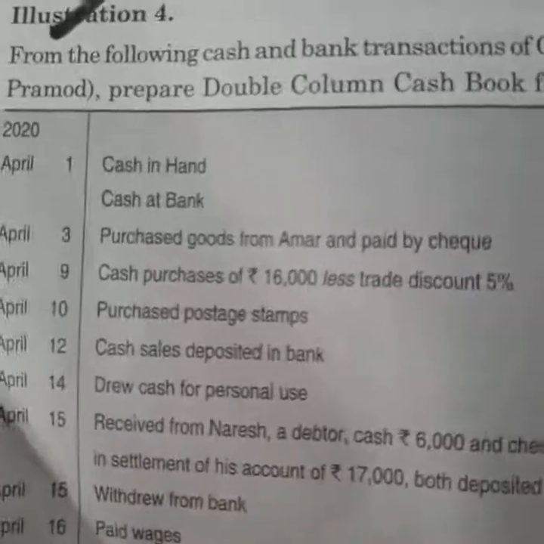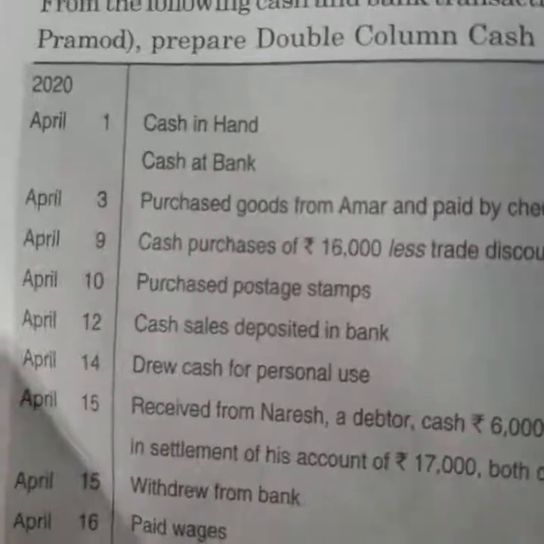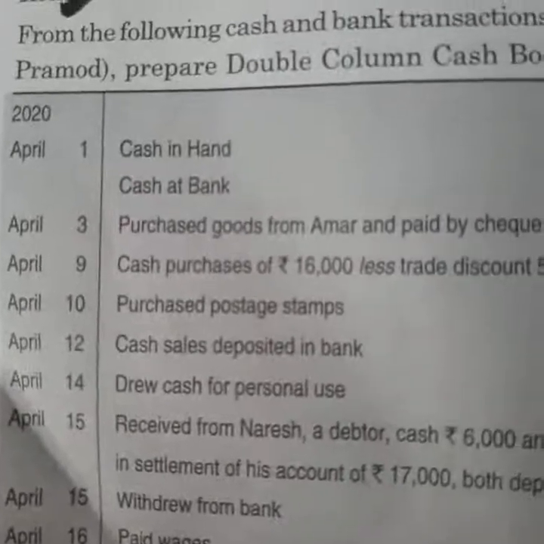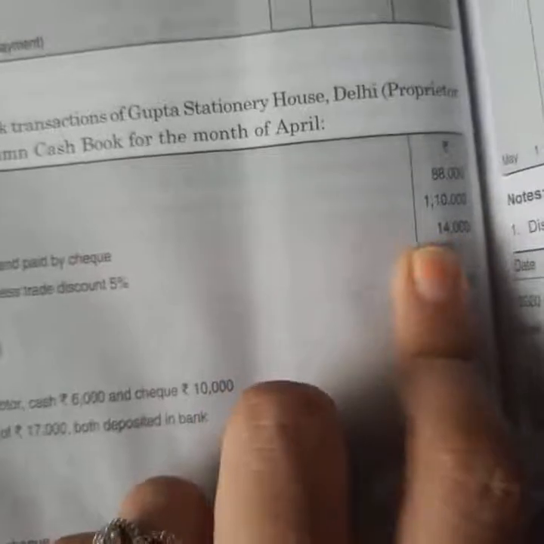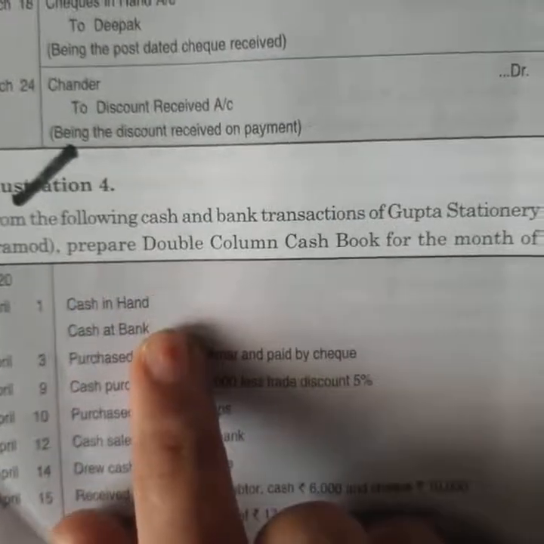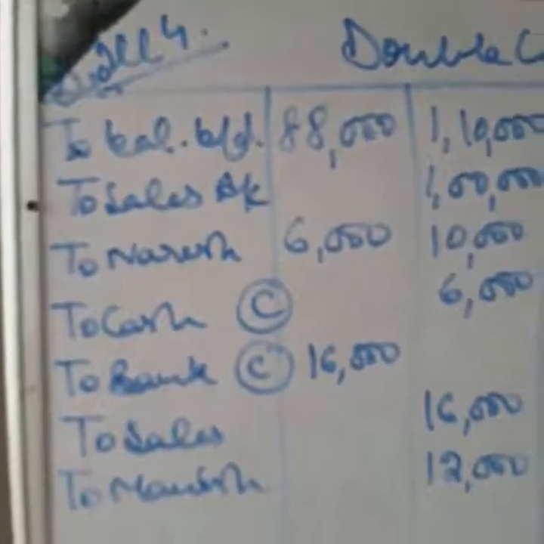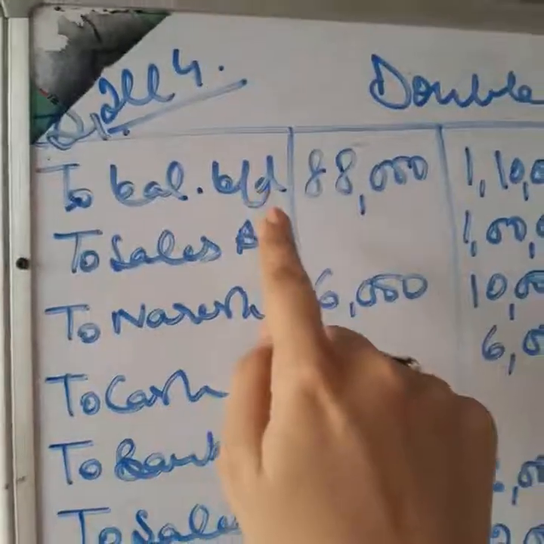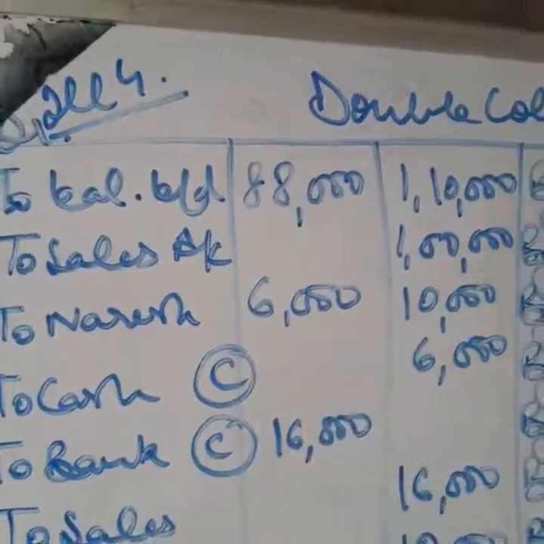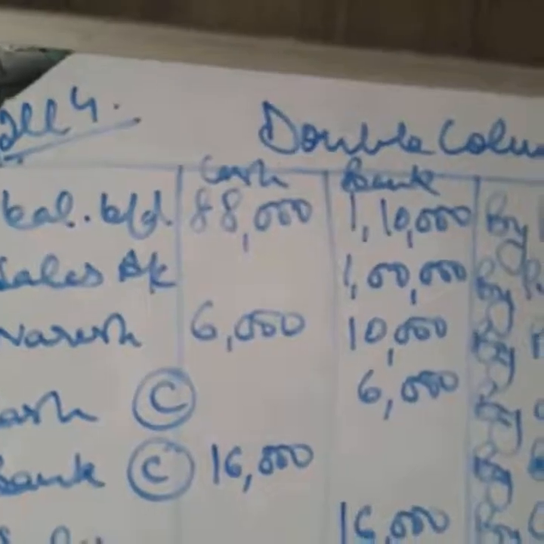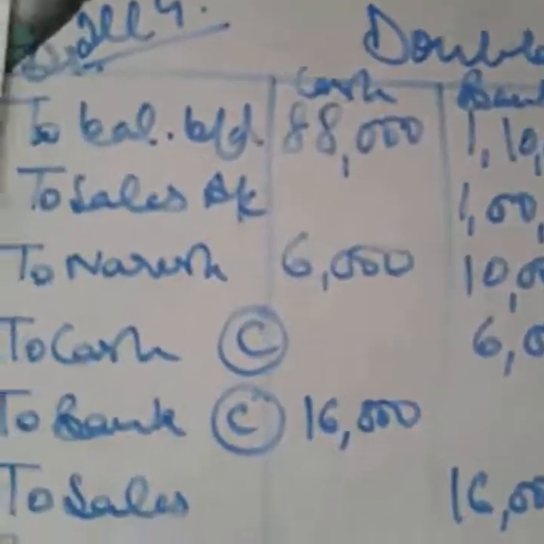So, starting with the illustration, first is cash in hand and cash at bank, given to you for 88,000 and 1,10,000 respectively. So these are the balances of cash and bank. So we'll prepare double column cash book. On the debit side of cash, we'll write "To balance brought down," 88,000 for cash and 1,10,000 for bank.